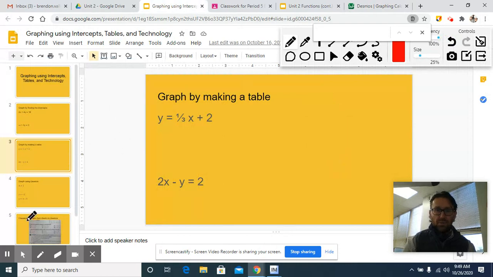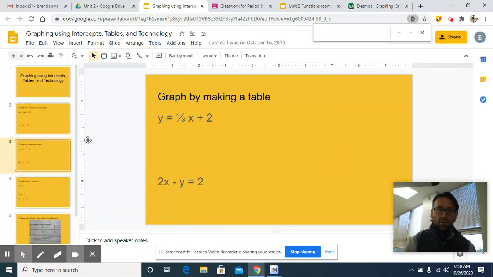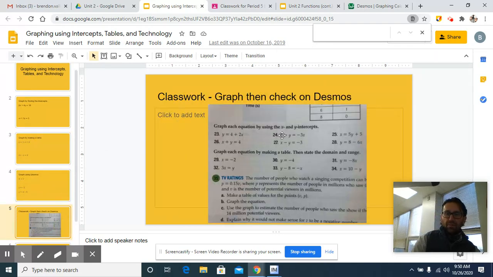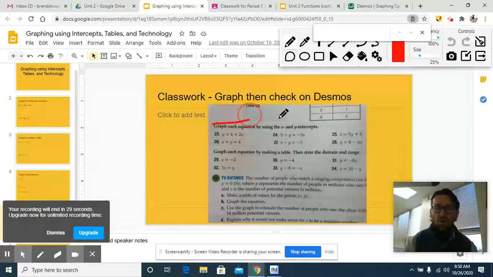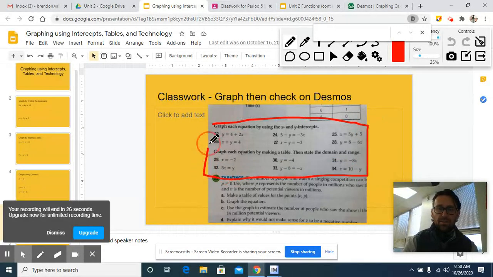So for classwork today, what I would like you to do is graph these problems. Let's try to do as many as possible. I don't expect you to do all of them in the time allotted. But I want you to graph them on paper and pencil, reviewing what we did yesterday, and then check them on Desmos. Or if you have a graphing calculator, plug it into the graphing calculator. Again, with a graphing calculator, you're going to have to place it in slope-intercept form, which is something we're going to do pretty soon in the future. So Desmos might be the best way to do that.